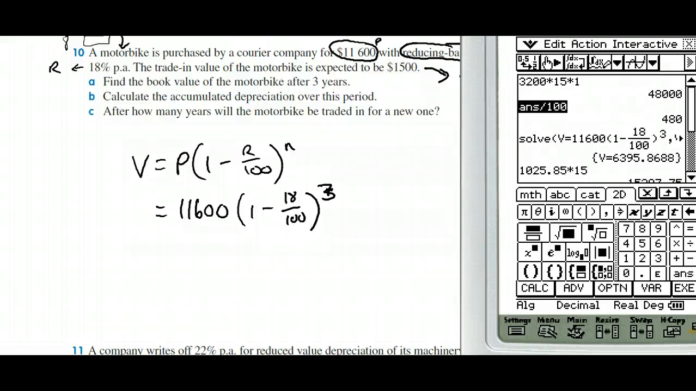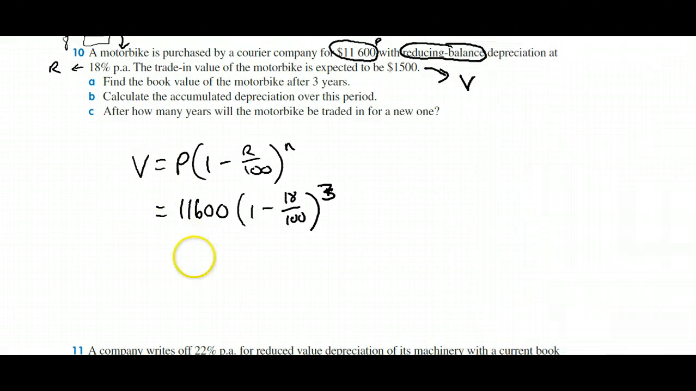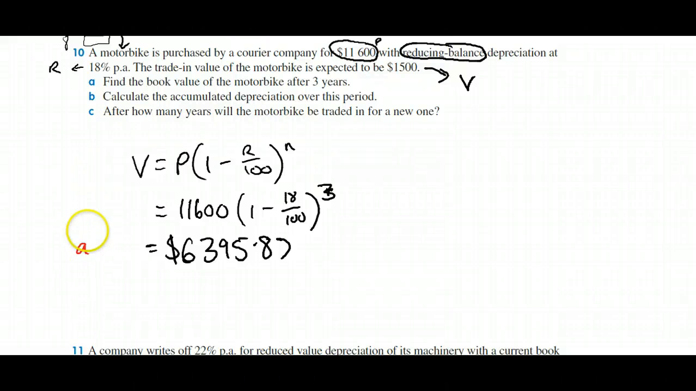And we're still trying to find V, so we can leave that the same. There we go, 6,395.87. So for part A, that is the answer.